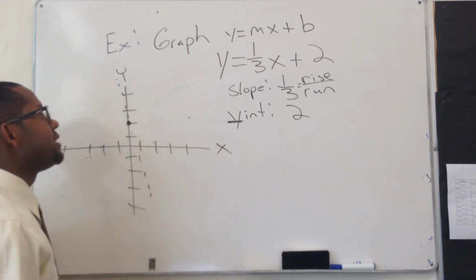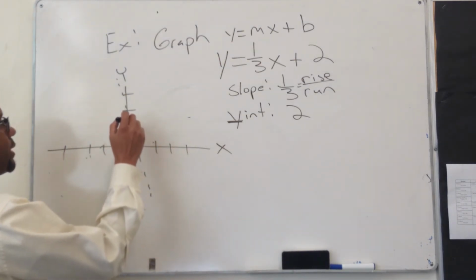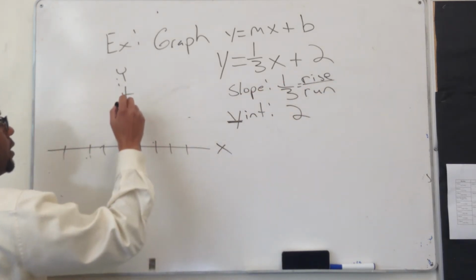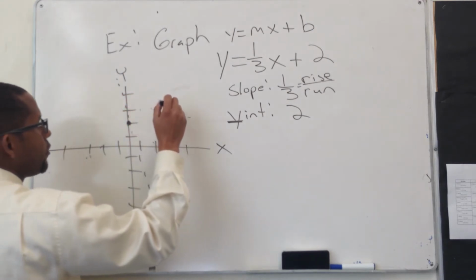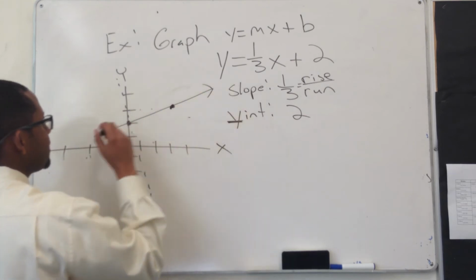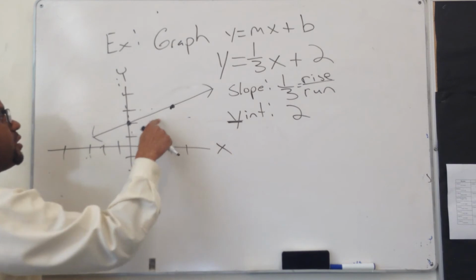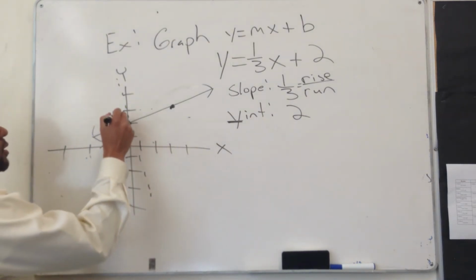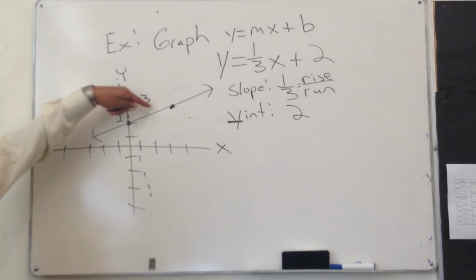My slope tells me that I should rise 1 and run 3. So I just count slope from here. So my rise is 1, so I go up 1. My run is 3, so I go over 1, 2, 3. Here's my second point. Connect the dots. There's my line. The graph of this equation is this line. This line has a y-intercept of 2, and the slope, rise 1, run 3.